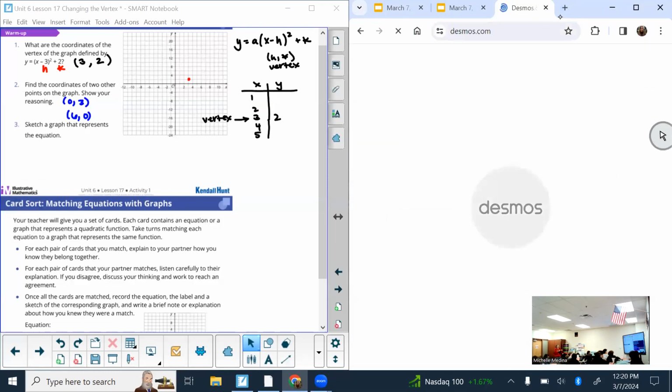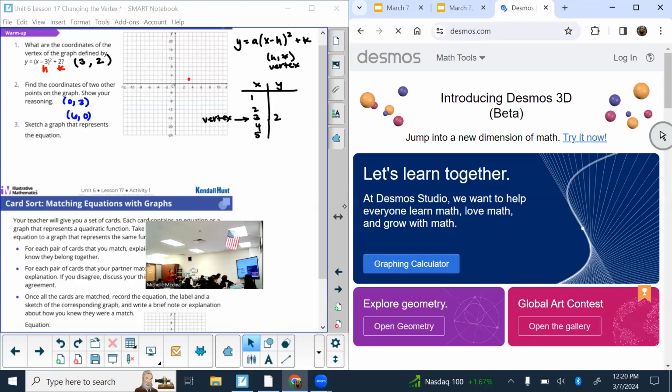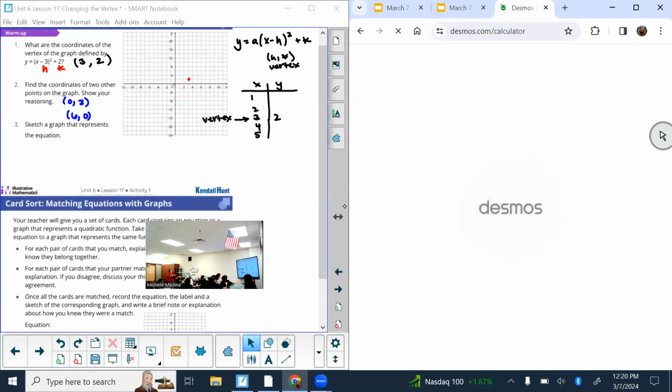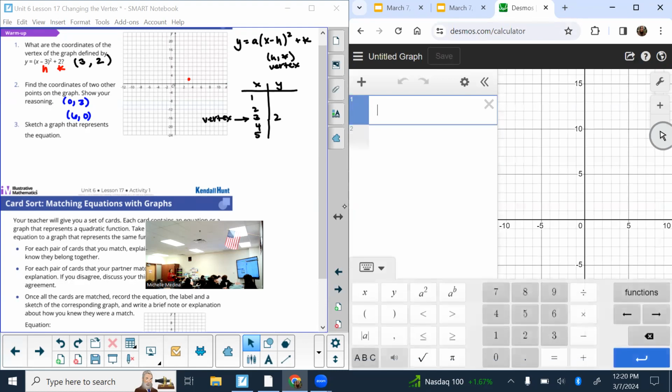That way you are getting things that would actually be on your graph. So if I plug the 1 into my given equation for the x, it becomes 1 minus 3 in parentheses squared plus 2. So I'm plugging it into my given equation. When x is 1, my output is 6.